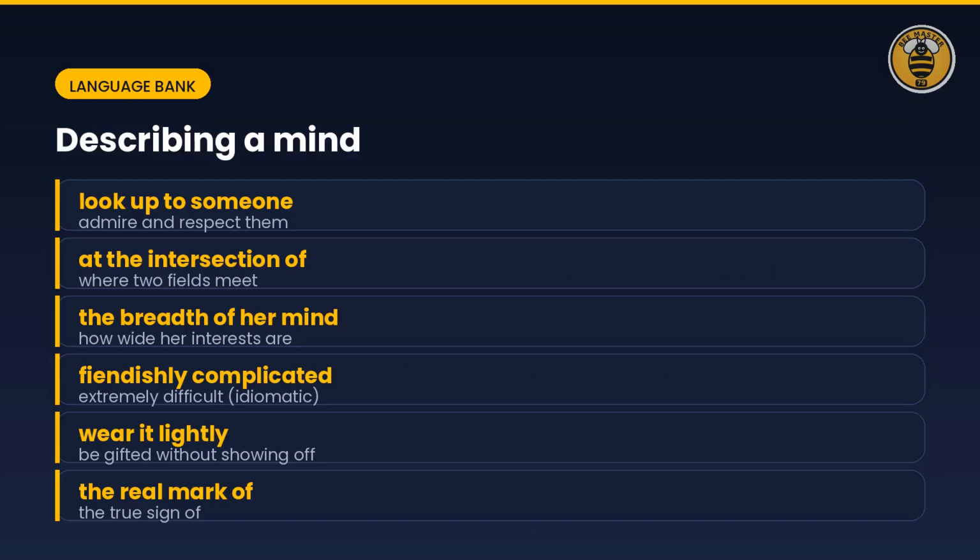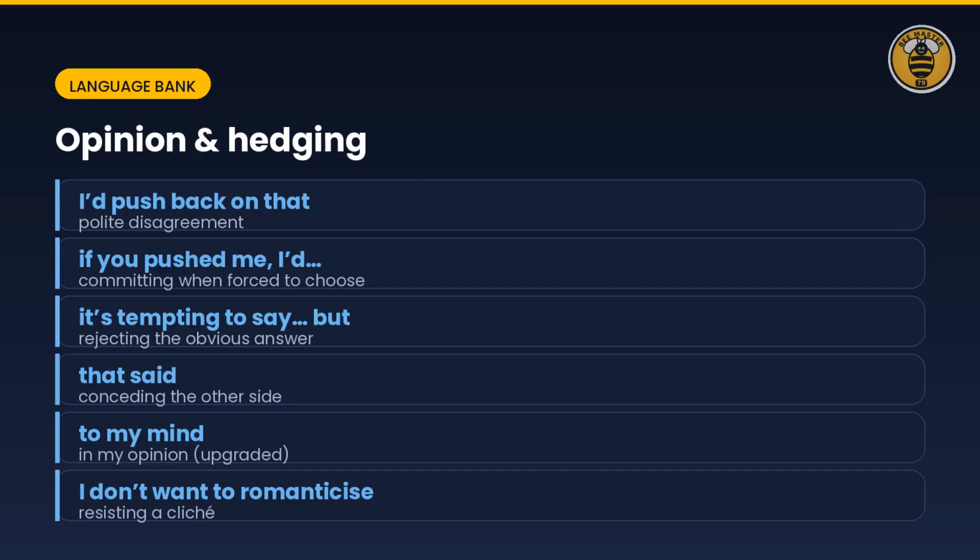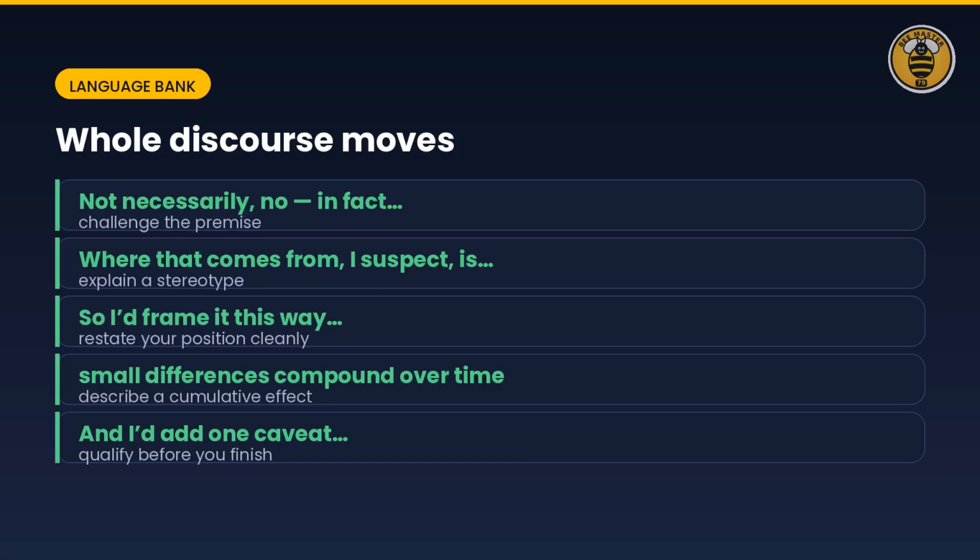Bank 1. Language for describing a person's mind. These are the phrases that make a description sound native rather than translated. Bank 2. Opinion and hedging language for part 3. Every one of these buys you thinking time while sounding more sophisticated, not less. Bank 3. Whole discourse moves. Learn these as complete units and you will always have a way into a question you have never seen before.